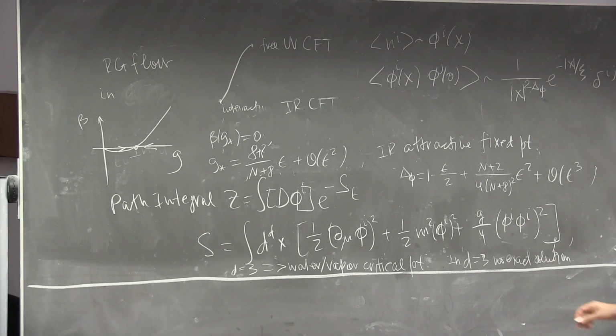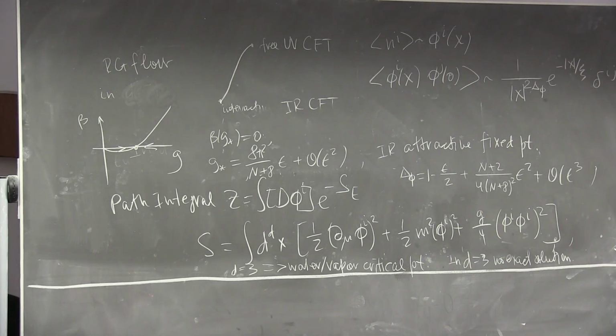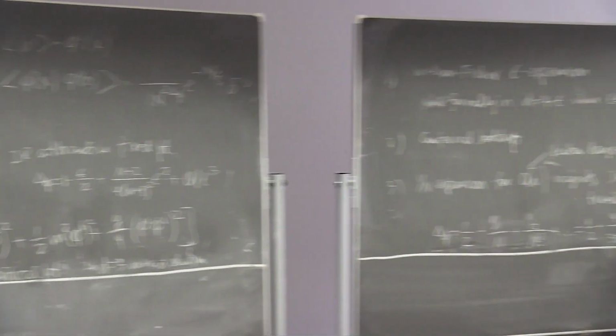And then there is the scaling dimension of this operator phi squared, which is also a very important notion in these theories. And you get that delta of phi squared is 2 minus 6 over (n plus 8) epsilon plus order epsilon squared.